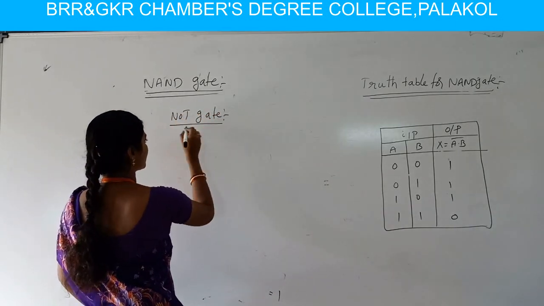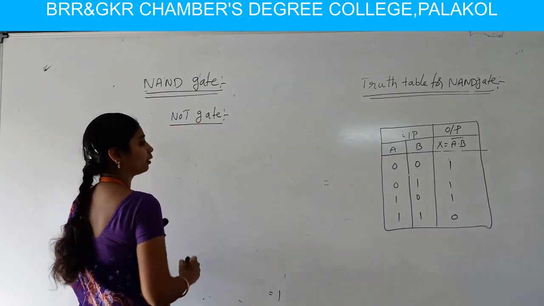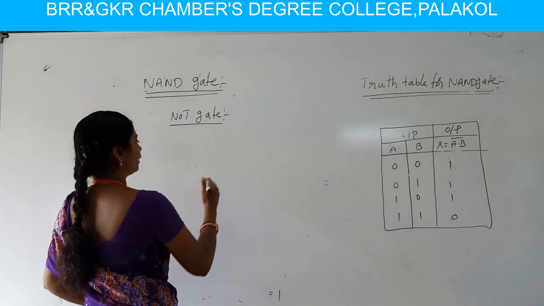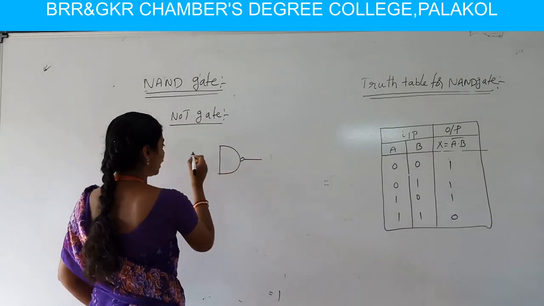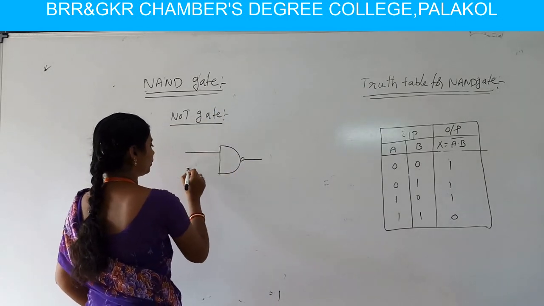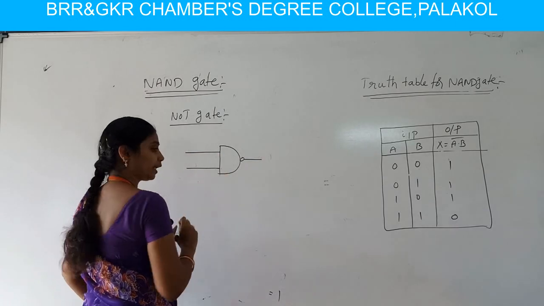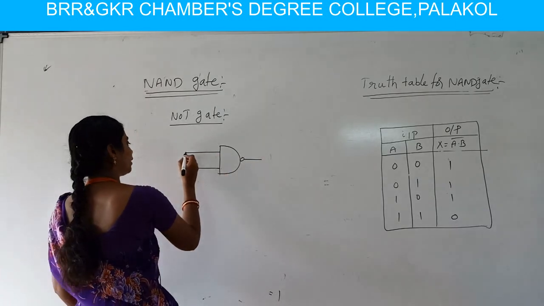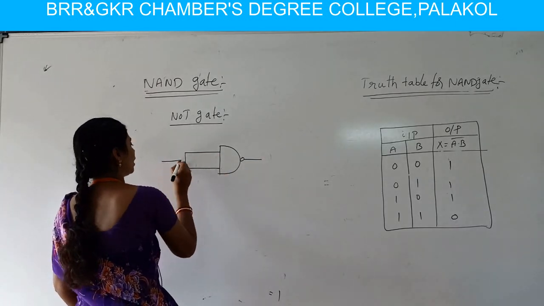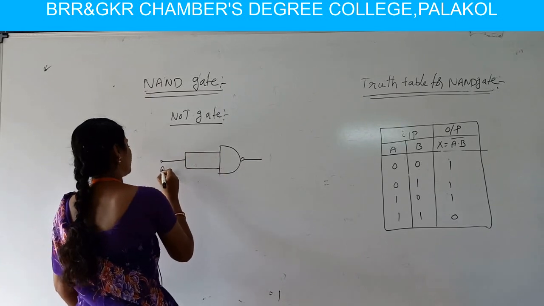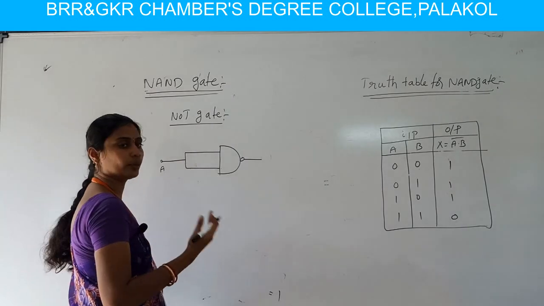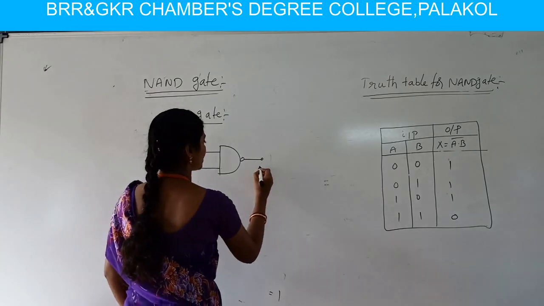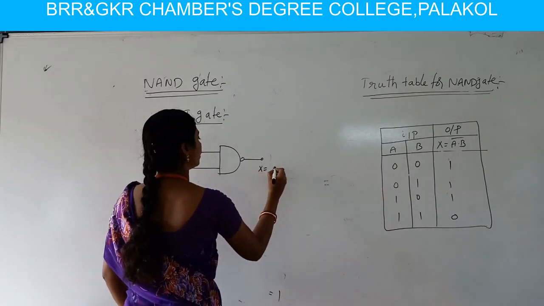For constructing this NOT gate, we use this NAND gate. Here in the NAND gate, there are two inputs, one input here and another input here. These two inputs are connected with each other. It means we consider these two variables as a single variable. If we take it as A or B, the output, which is X, is equal to A bar.